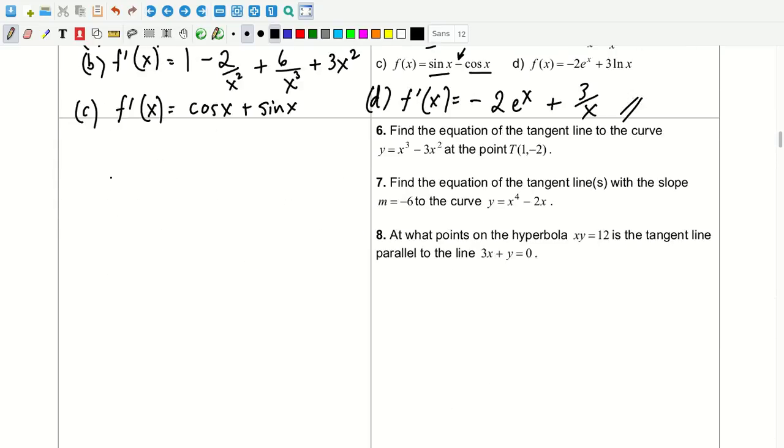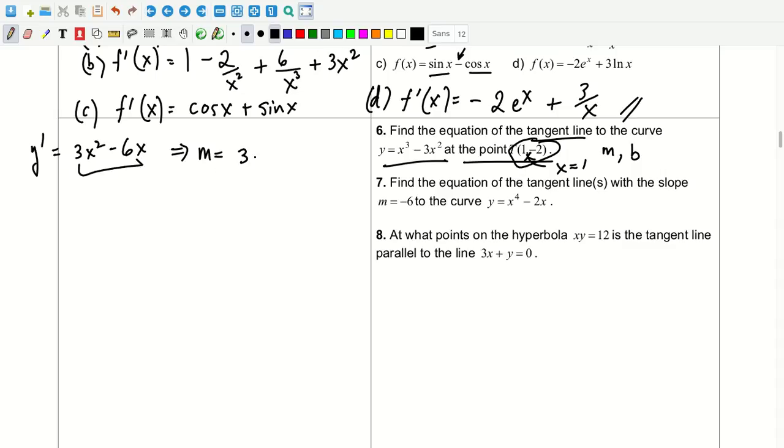Next, finding the equation of the tangent to a given curve at a point. I need the derivative first. Whenever you're in calculus, when in doubt, just take the derivative. So it's going to be 3x squared minus 6x. Now they want the equation of the tangent line, which involves a slope and a y-intercept at a given point, and this point has an x value. The x value is equal to 1. To find the slope at that point, I sub in x equal to 1 into the derivative function. So 3 times 1 squared minus 6 times 1 equals 3 minus 6 equals negative 3.